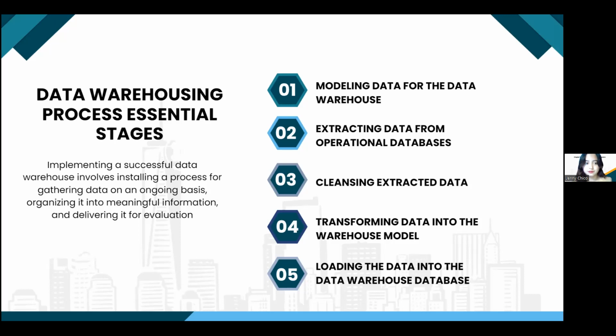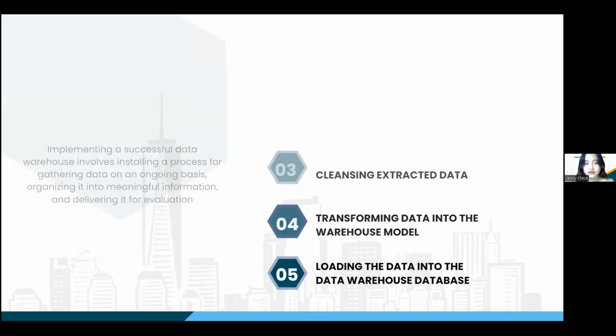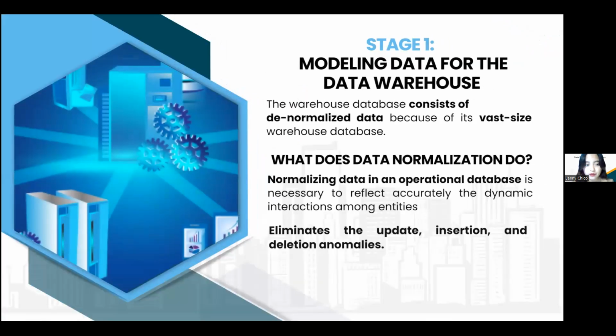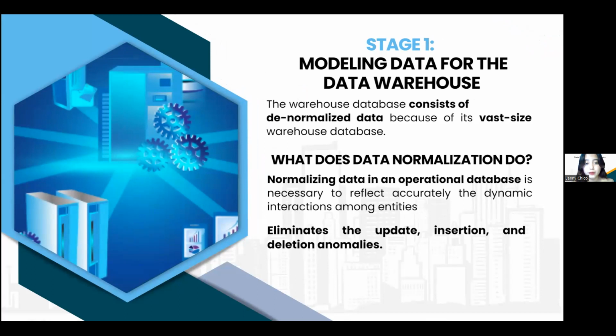Let's start with the first stage, which is modeling the data for the data warehouse. So in the previous chapter, we already know the importance of data normalization and why it is necessary to do so. The data warehouse consists of denormalized data because of its vast size. But what does data normalization do? Normalizing the data in an operational database is necessary to reflect accurately the dynamic interaction among entities. Normalizing the data eliminates the update, insertion, and deletion anomalies.